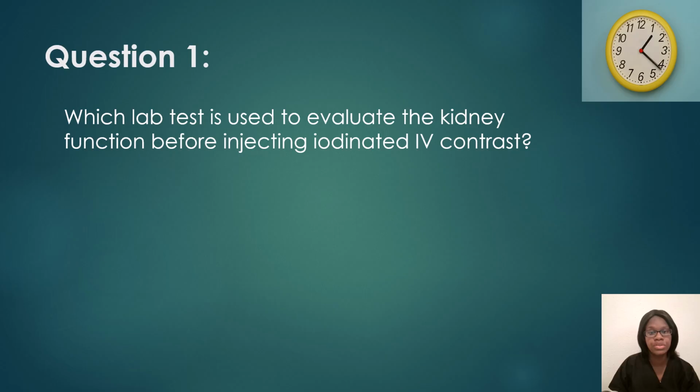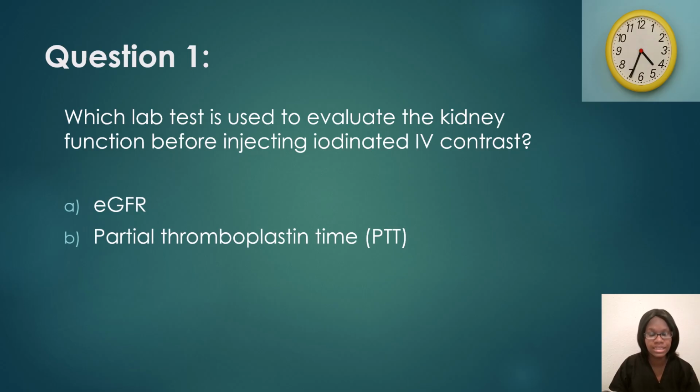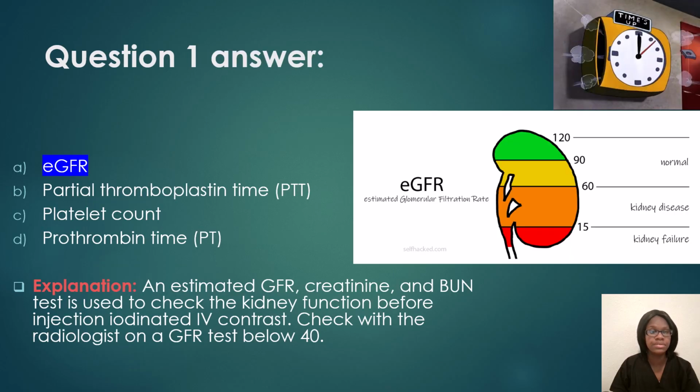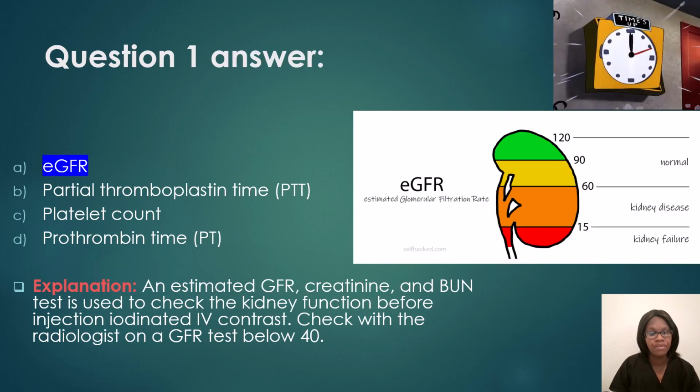Which lab test is used to evaluate the kidney function before injecting iodinated IV contrast? A, estimated GFR. B, partial thromboplastin time. C, platelet count. D, prothrombin time. And I'll give you a few moments to think about the answer. All right, the correct answer is A, estimated GFR.